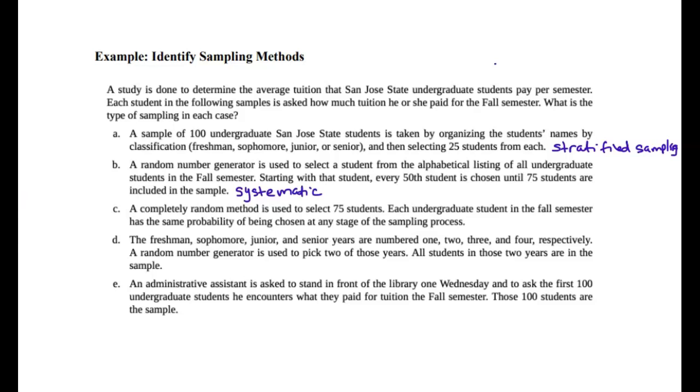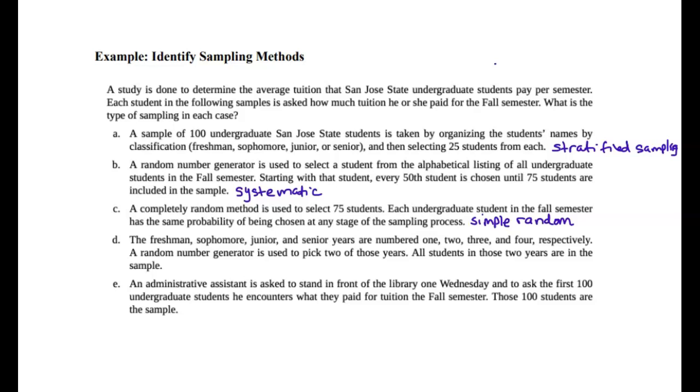C. A completely random method is used to select 75 students. Each undergraduate student in the fall semester had the same probability of being chosen at any stage of the sampling process. So this is called simple random sampling. This is basically like assigning a number to a student and getting a computer to pick 75 random numbers from that list, and you talk to the students that are on that list. So this is simple random.